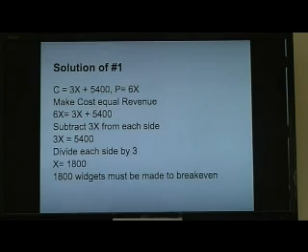Solution for number 1. C equals 3x plus 5,400 and P equals 6x. Make cost equal revenue. 6x equals 3x plus 5,400. Subtract 3x from each side. 3x equals 5,400. Divide each side by 3. x equals 1,800. 1,800 widgets must be made to break even.